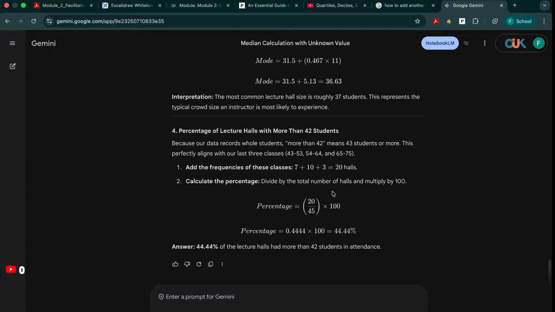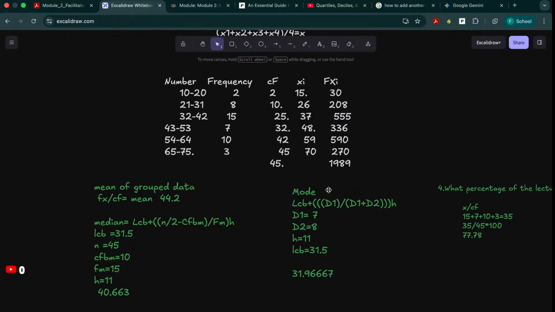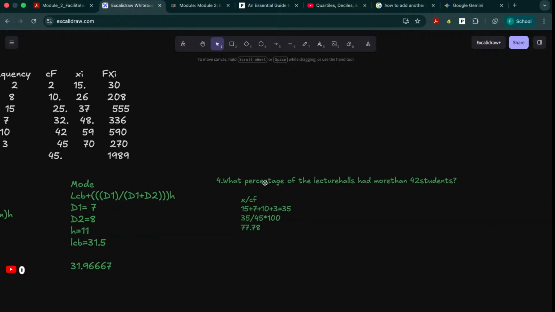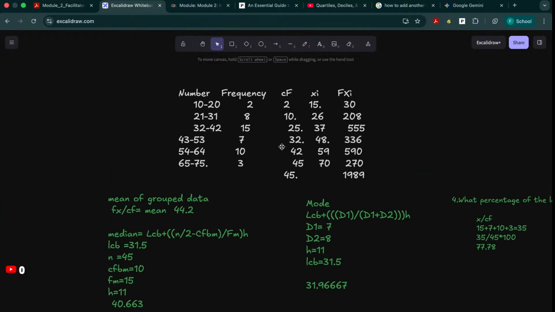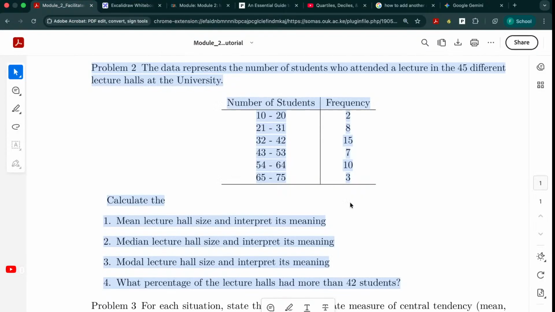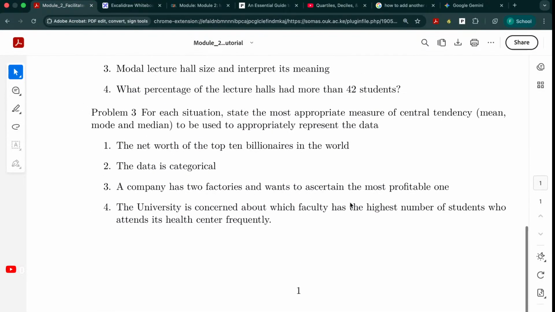I have an error to debug because our data record was for lecture halls where the students were more than 42, meaning 43 students and more. It said here the percentage of lecture halls that had more than, and I used more than or equal to. So that is the error, but the formula is the same. So for that one, the answer is correct.